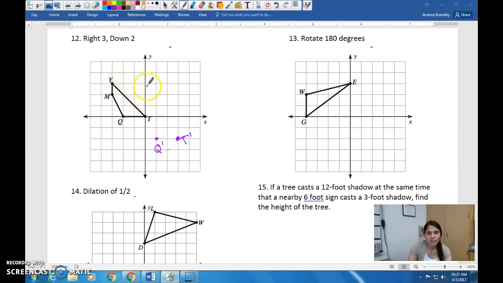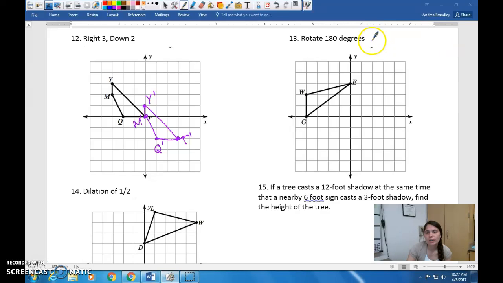Take my Y, right 3, down 2. This is Y prime. Take my M, right 3, down 2. This is my M prime. And then I can go ahead and just connect my shape. And I have a translation that's moved right 3, down 2.